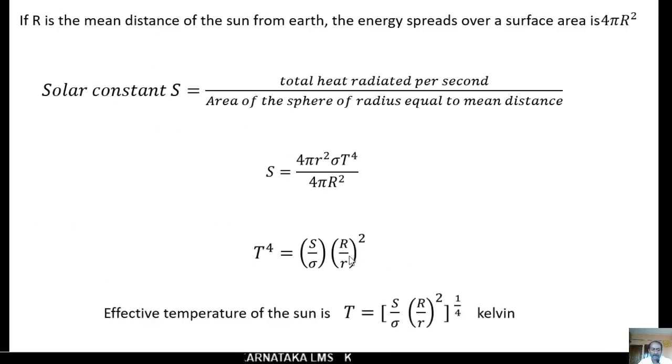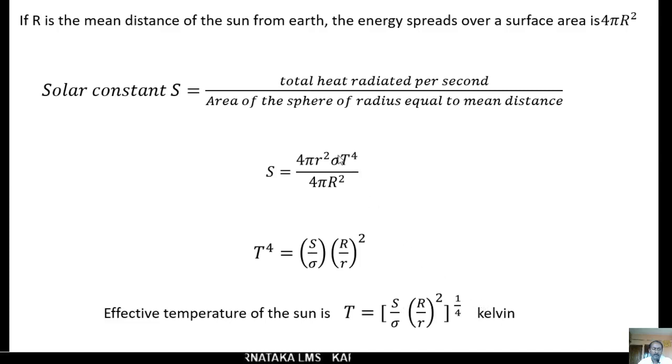The effective temperature of the sun is T. When T to the power 4 is there and the 4 is shifted to the right-hand side, then T equals S divided by sigma into capital R by small r whole squared, into whole to the power 1 by 4 Kelvin. This is the effective temperature of the sun formula.